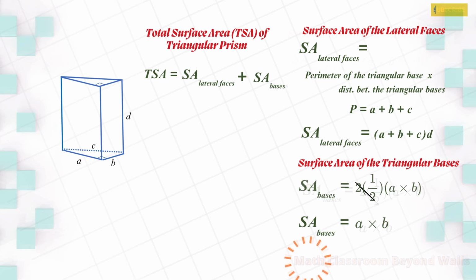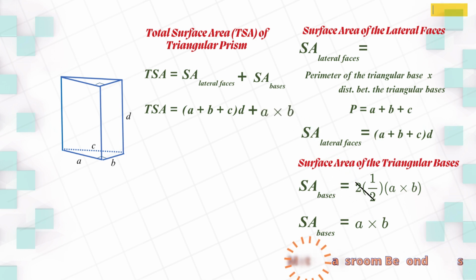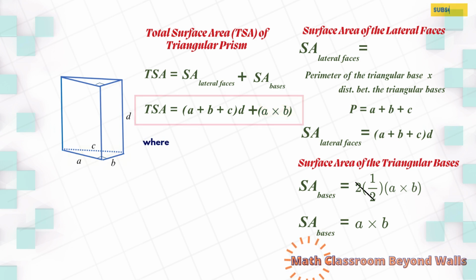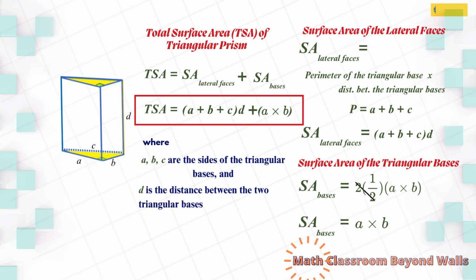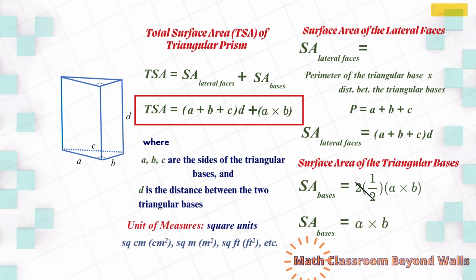Plugging in the expression for the surface area of the lateral faces and the surface area of the two bases gives us the total surface area of the triangular prism, which is the sum of A, B, and C times D plus A times B, where A, B, C are the sides of the triangular bases and D is the distance between the two triangular bases. Now, being an area, its unit of measure is in square units, like square centimeters, square meters, square feet, etc.